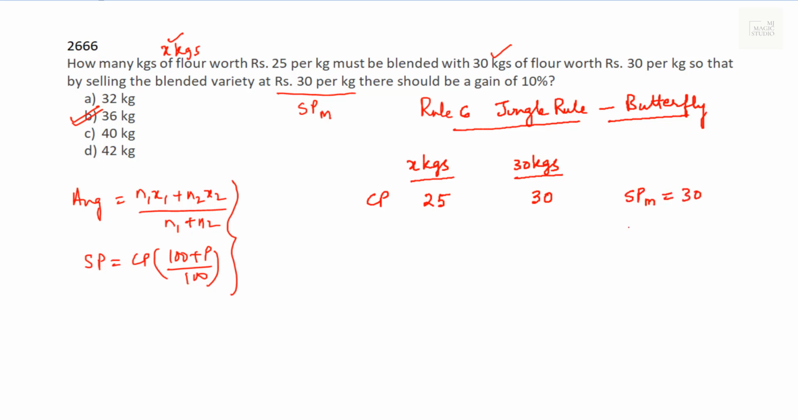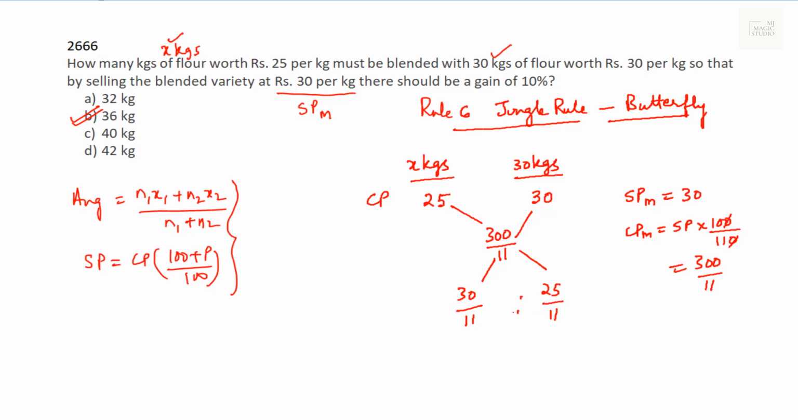Selling price of mixture is 30, therefore cost price of mixture is selling price into 100 by 100 plus profit, that is 110, which will give me 300 by 11. So in the middle of this diagram I'll put 300 by 11. The distance between 30 and 300 by 11 is 30 by 11, and the distance between 25 and 300 by 11 is 300 minus 275, that is 25 by 11. That means the ratio in which these two quantities are used is 6:5.